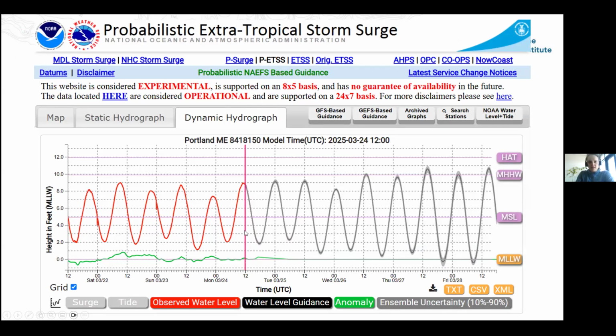The pink line is the present time when I pulled the screenshot. What they do is look at, over the last three or so tidal cycles, how the forecasted water level put out by their model differed from the measured water level at the tide gauge. That's what they call the anomaly, this green line. Then when they put out a forecast, they check what the anomaly was over the last three high tides, and use that to essentially manually bias correct their forecast. So they tend to prefer to put out forecasts only in places where there's a tide gauge.